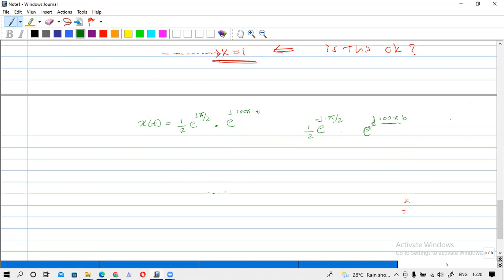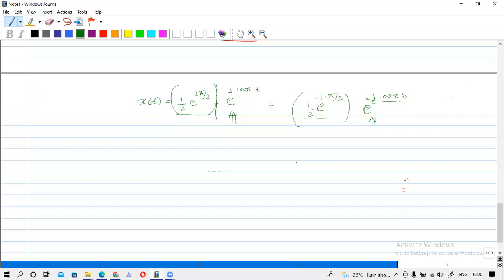So here we have j150, half e to the power minus j5 by 2. You know that these are constants, and these will be our exponential terms. So here it is minus j150.